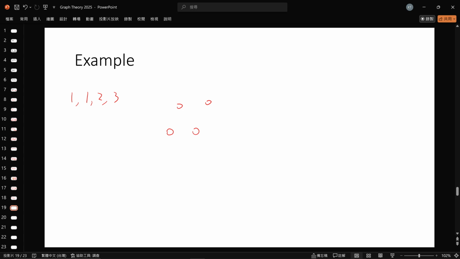Right, okay, so earlier we mentioned that the total degree must be an even number. Okay? So in this case, the total degree is an odd number, which means we cannot have a graph that matches this degree sequence. Now, how about this one? We have 4 vertices, the highest vertex degree is 3, and the total degree is an even number.